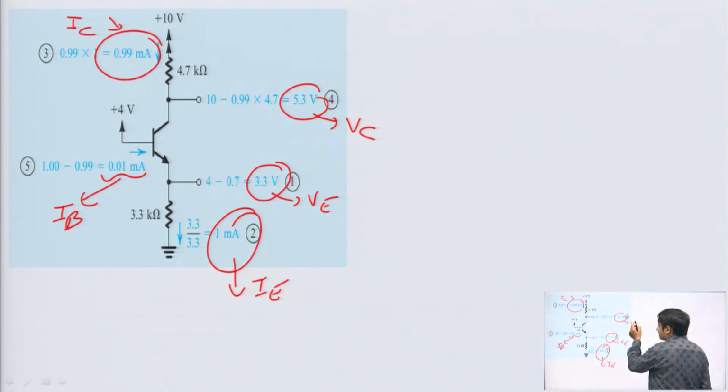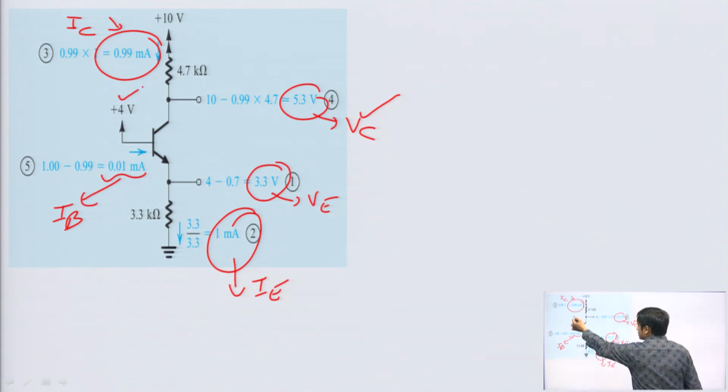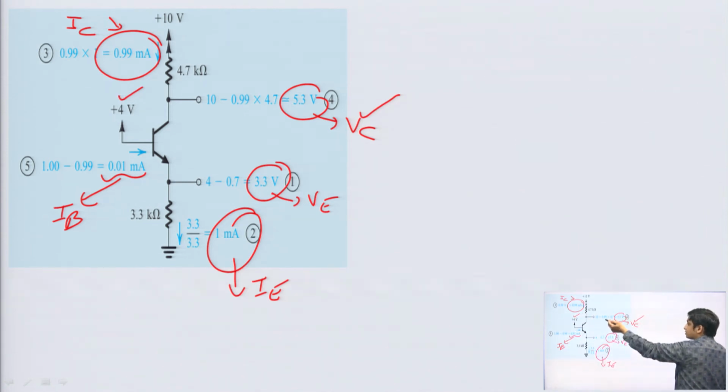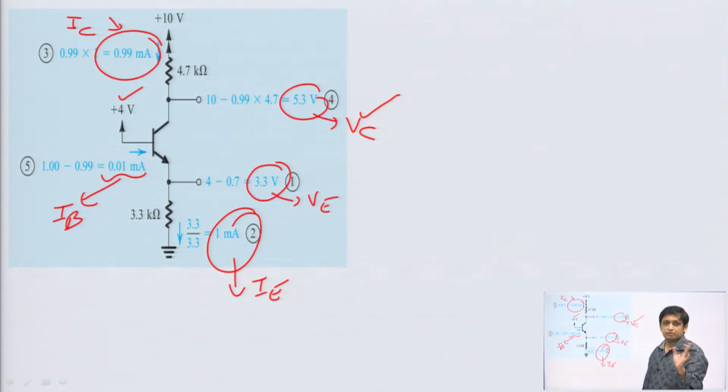and your collector voltage is greater than your base voltage. Base voltage is 4 volt, by a sufficient amount, collector voltage is 5.3 volt, that means your collector base junction is reverse bias, because your collector in NPN transistor is connected to N, fine. So, this is in active region. So, our assumption is right, fine.